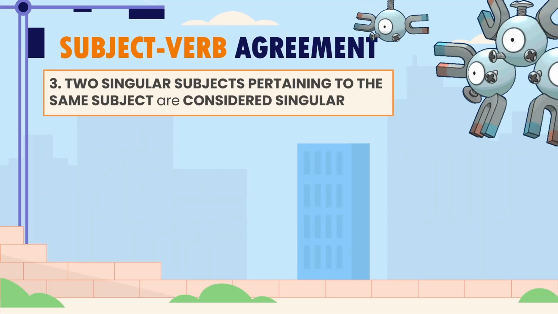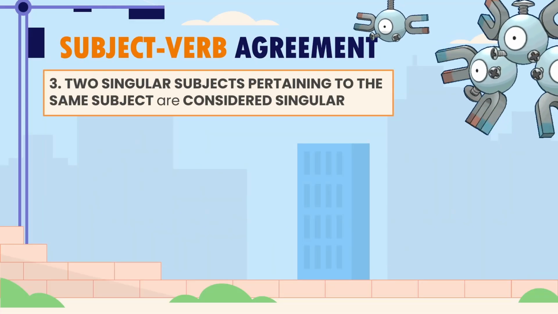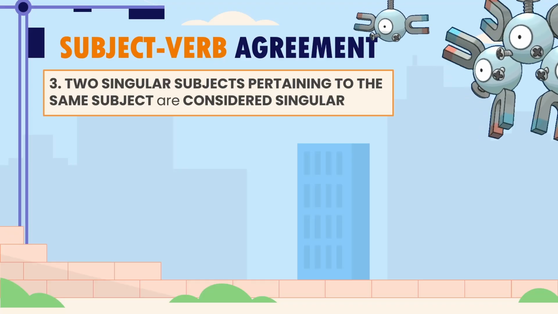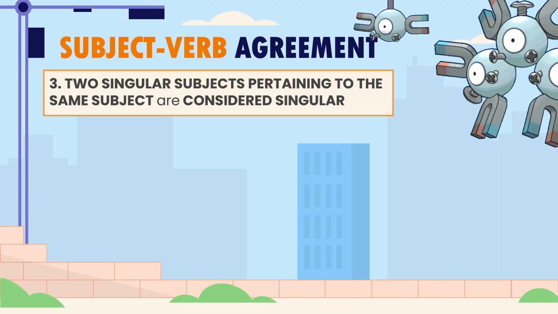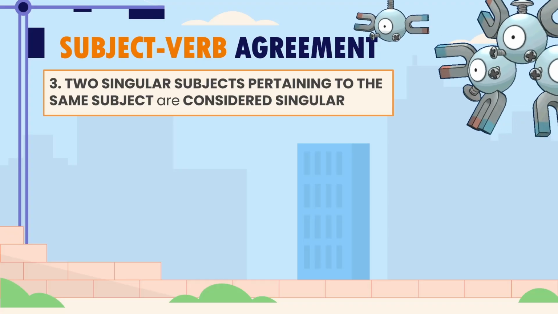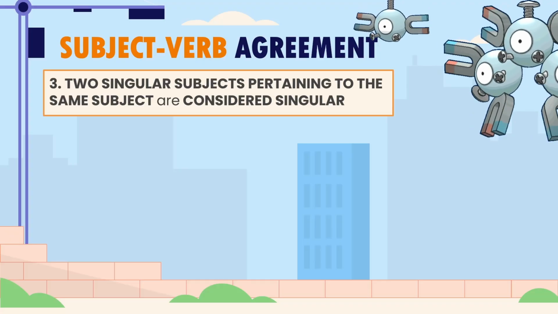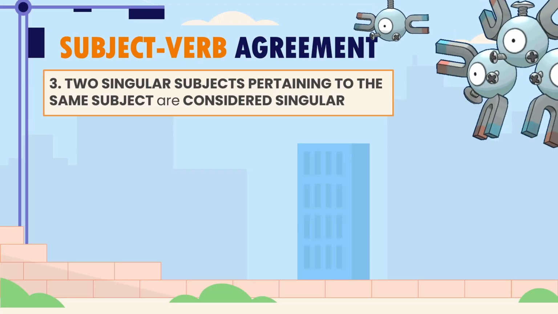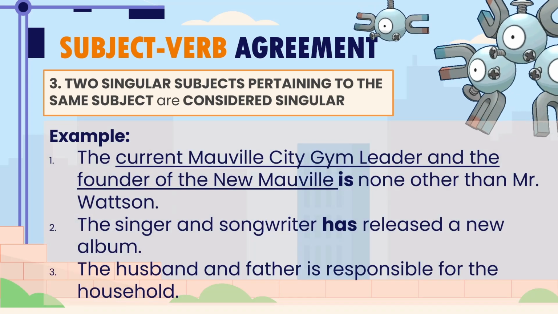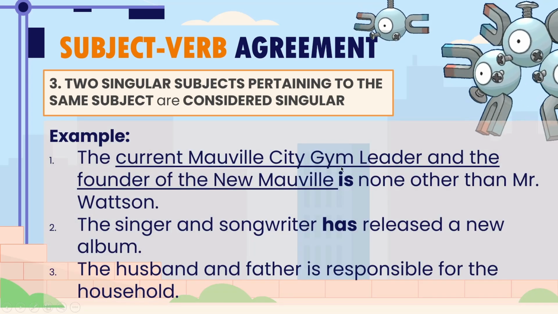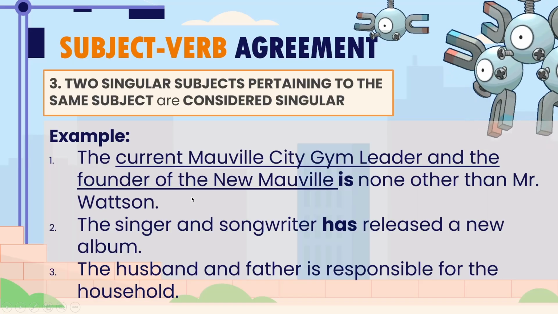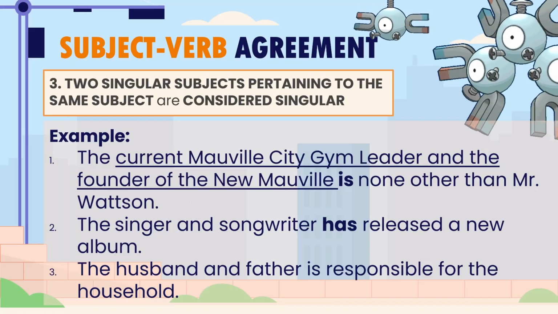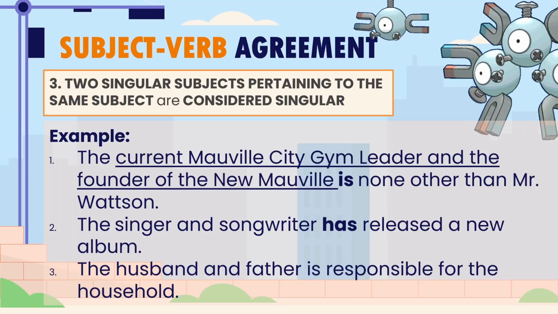For our third type of our SVA is the two singular subjects pertaining to the same subject are considered singular. So, kapag yung two subjects ay nagpe-pertain sa isang subject lang naman, so basically, we will take it as singular. So, ang gagamitin nating verb ay singular. So, for example, the current Mobile City gym leader and the founder of the new Mobile is none other than Mr. Watson. So, as you can see, we use singular verb, which is the is.